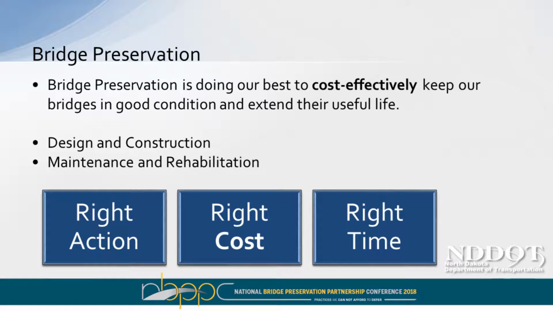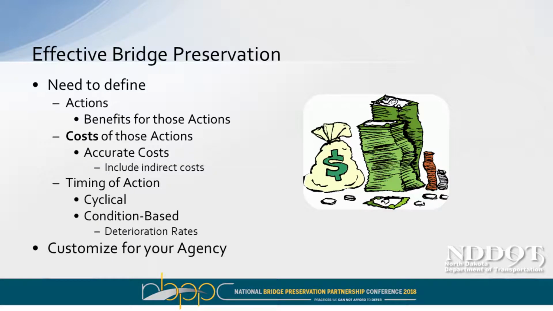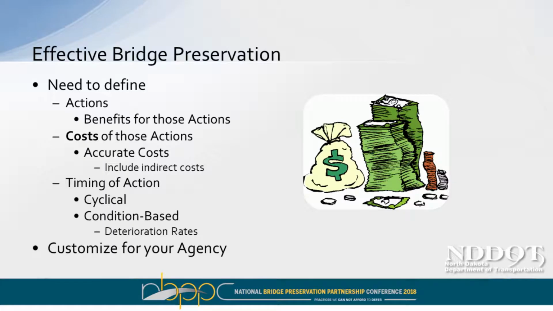The right action, at the right cost, at the right time, is what we want in order to keep the bridge in good condition. We need to help define that: the actions, what we're going to do, the benefits of those actions, and the costs for those actions, and we need to be realistic about the costs. That is really the gist of my presentation: we need to have accurate costs for what we're really going to do. We need to include all of the things that need to be included and be able to model that. I think that when we do that, we are going to see the benefit.